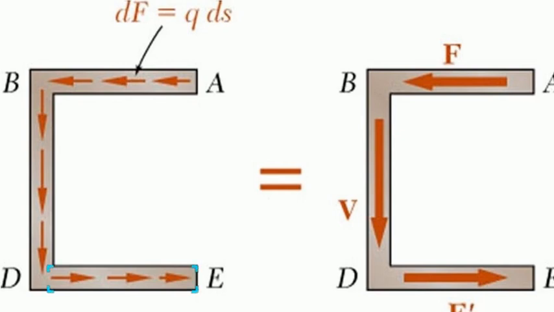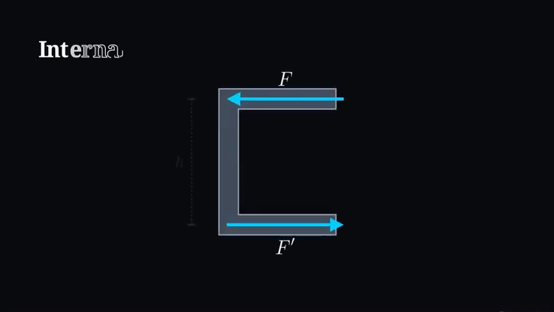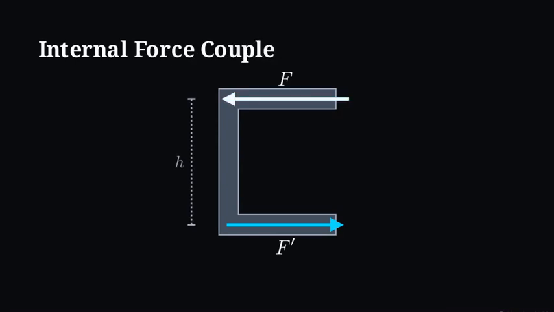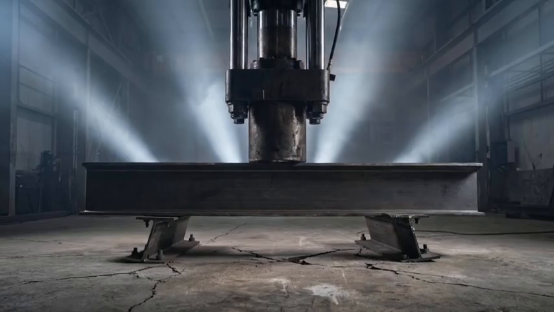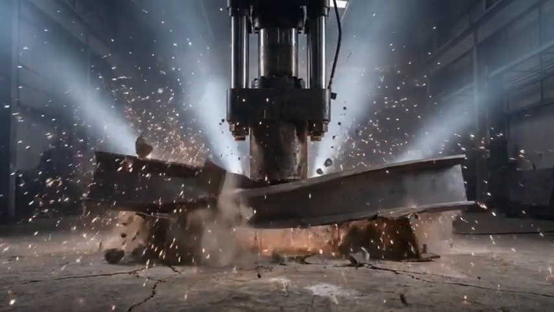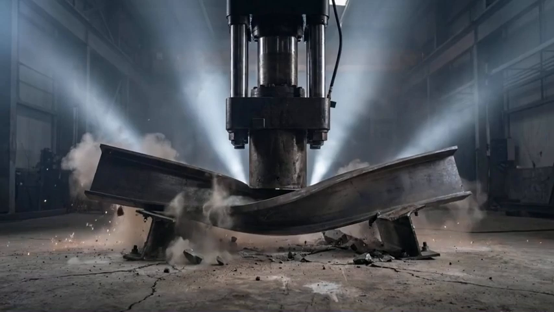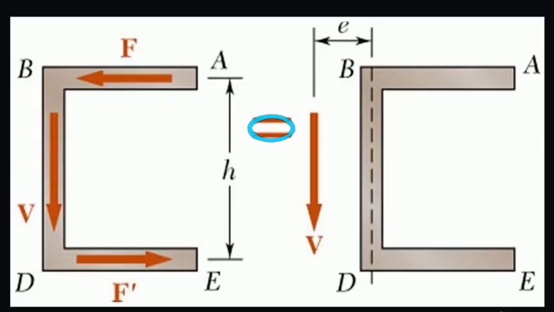The shear flow in these flanges acts as opposing horizontal force vectors, labeled F and F', separated by the total height of the web. In physics, an opposing push and pull like this is called an internal force couple. Because the top pushes left while the bottom pulls right, they generate a twisting moment, or torque, across the cross-section. Applying a perfectly vertical external load directly on the centroid intrinsically creates a rotational internal torque that tears the beam apart. This force equivalence diagram reveals the mechanical countermeasure.